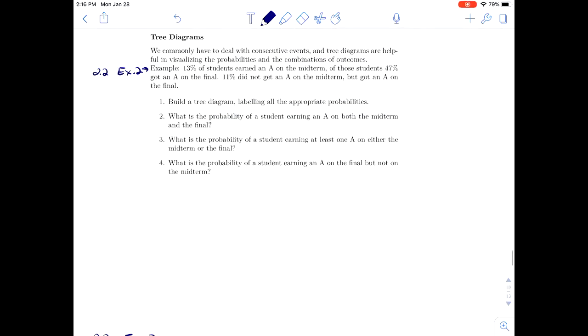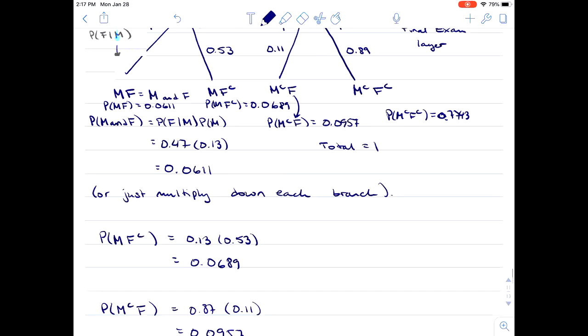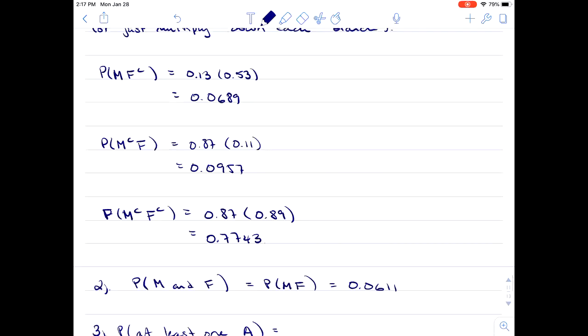So question 3, what's the probability of a student earning at least 1 A on either the midterm or the final? Right. So now we want to know, let's just write it out here. The probability of at least 1 A.